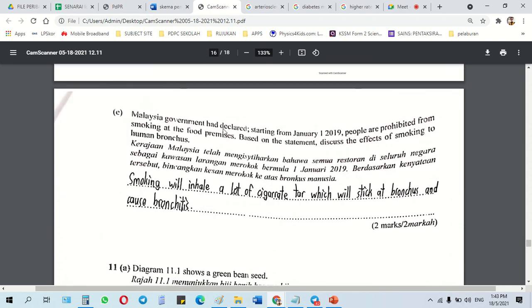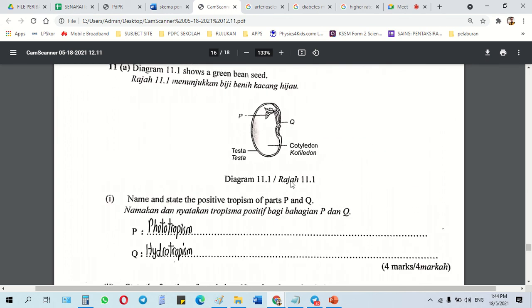And then Malaysia government had declared starting from January 2019, people prohibited from smoking at the food premises. So based on the statement, discuss the effect of smoking to human bronchus. Okay, smoking will inhale a lot of cigarette tar which will stick at bronchus and cause bronchitis. Okay, betul jugalah. Okay, we focus on the tar. Okay, tar in cigarette smoke deposit on the bronchus and lead to bronchitis. So that 2 marks sebab sini ada bagi tahu tar and then lead to bronchitis. Bronchitis ni ada 1 mark, tar 1 mark. So dapat 2 marks lah.